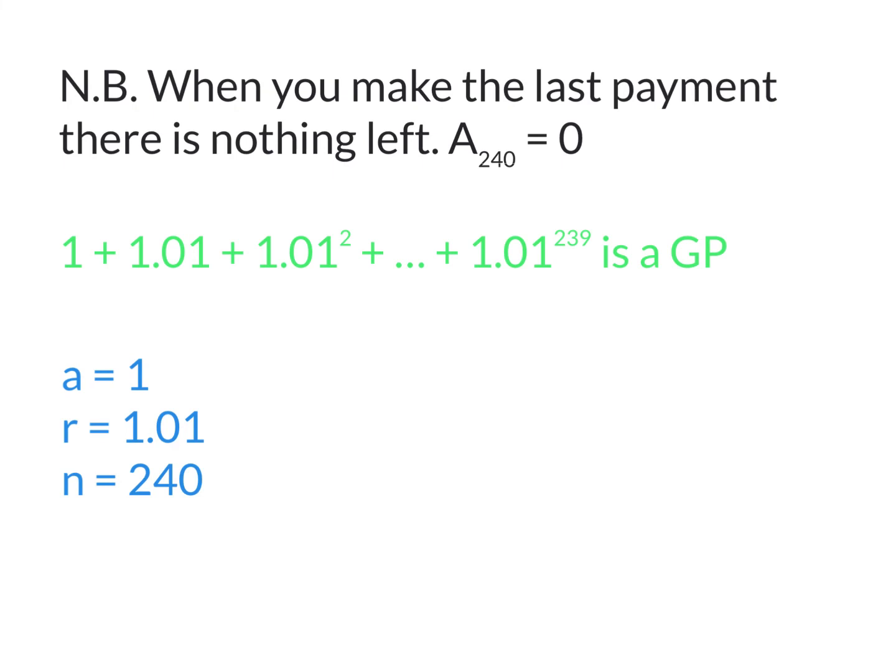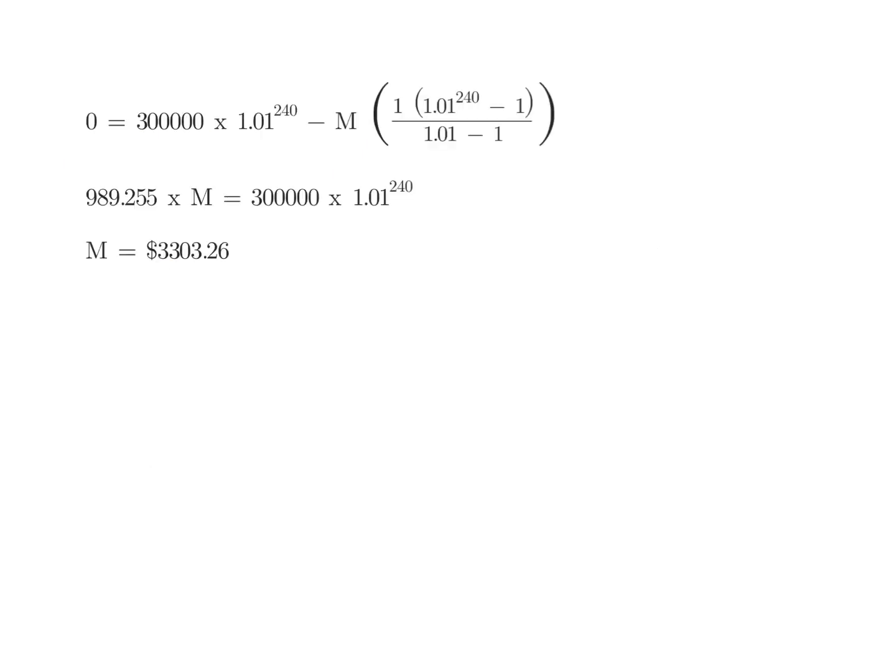The other thing is, what was in the brackets is a GP, where A is the first term, 1, R is the rate of increase, 1.01, and N is the length of time, which is 240. So putting this into an equation, we've got that first part, minus M lots of, and then that's the sum of a GP, 1 outside of 1.01 to the 240 minus 1, all over 1.01 minus 1.